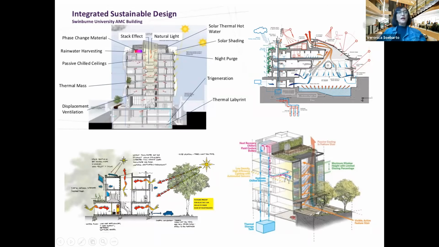On the top left side, strategies to include natural light, natural ventilation, and the stack effect. Depending on the climate, you put in thermal mass to absorb heat and release it in, let's say, the winter season. It's probably not very relevant in Indonesia. You use a passive chilled system to help cool the building, using a cooling system with a very high temperature to reduce energy. And then you collect rainwater, you use phase change material, and so on and so forth.